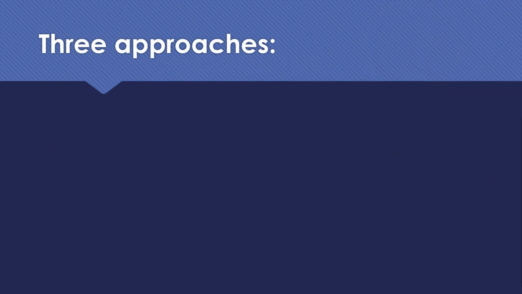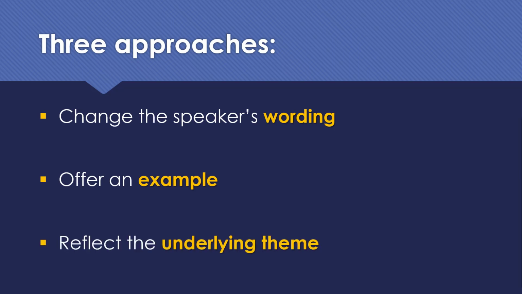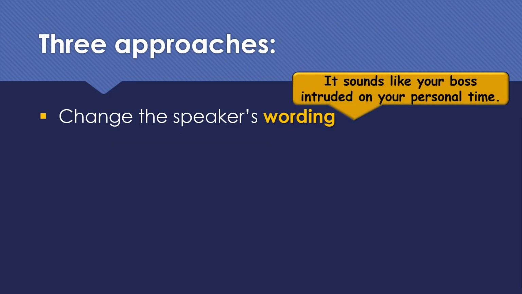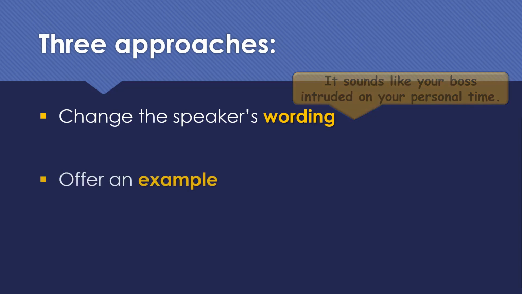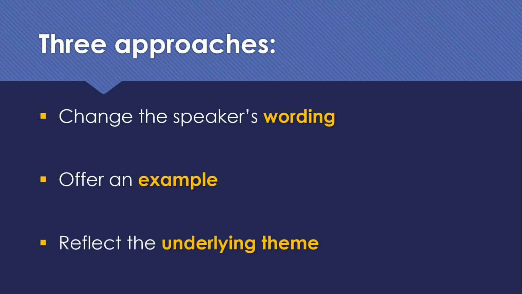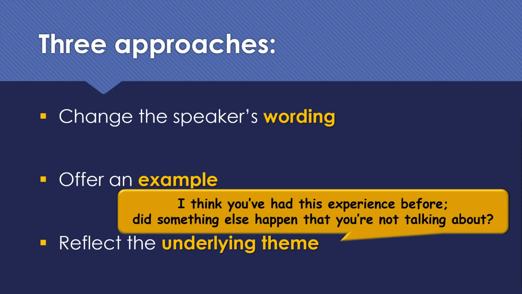We'll start with 3 overall approaches to paraphrasing. You can change the speaker's wording, offer an example, or reflect the underlying theme. Changing the speaker's wording is usually related to the content of the message. "It sounds like your boss intruded on your personal time." Offering an example may mean something like, "Are you talking about those interview calls you told me about this morning?" Reflecting the underlying theme may require understanding the context or really getting at the emotional subtext. "I think you've had this experience before. Did something else happen that you're not talking about?"